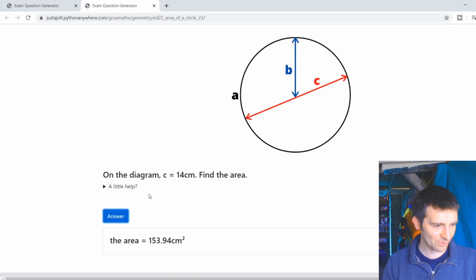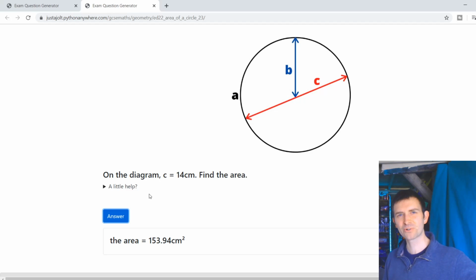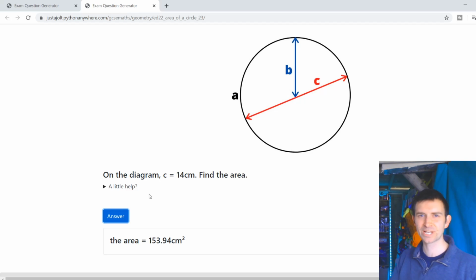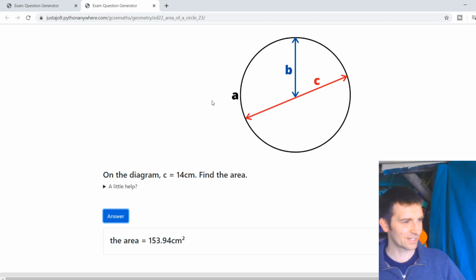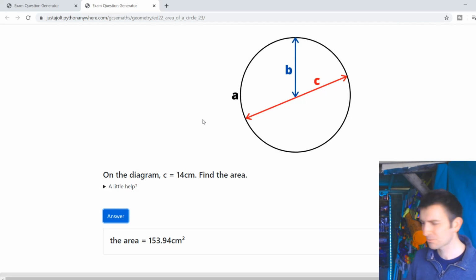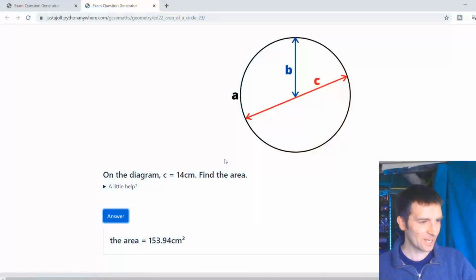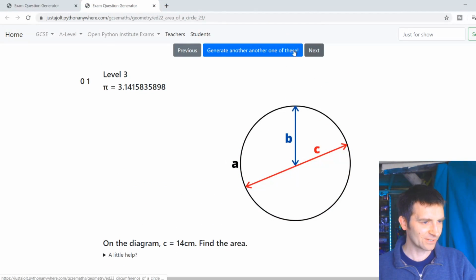There we go, and we've got the answer being 153.94 centimetres squared. And why is that different? Why is there a difference there? Well, I should imagine the website's program uses pi to however many decimal places it's allowed. But if you were to round this, you get the same answer, and the answer would be correct in an exam situation as far as you're concerned. So there we go.